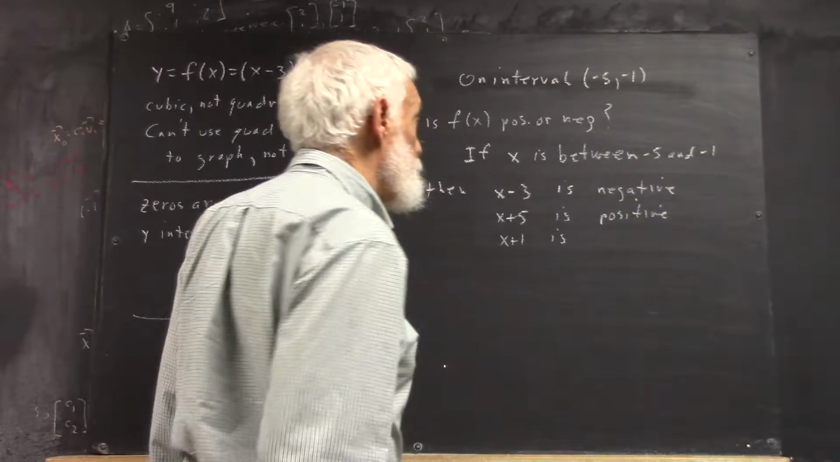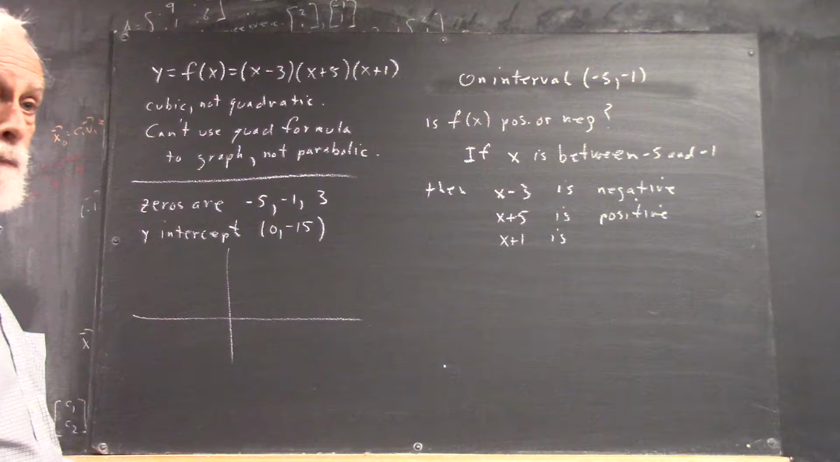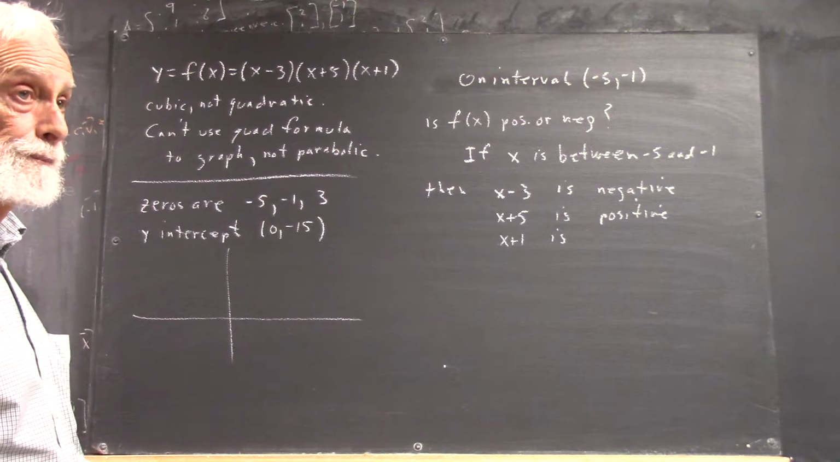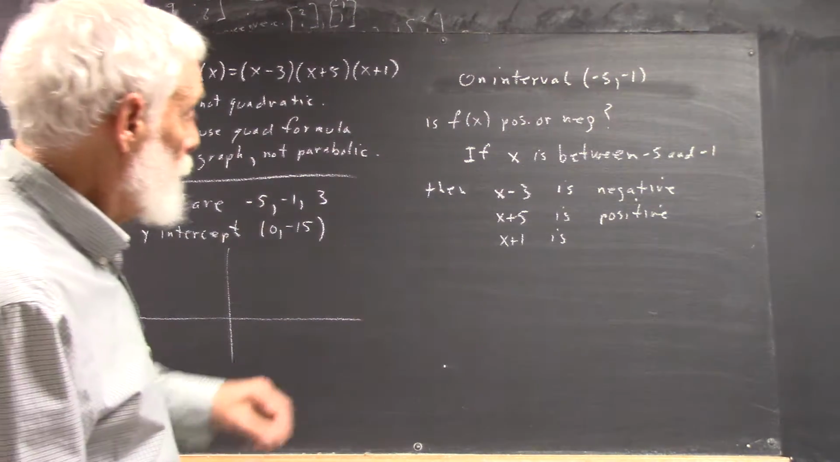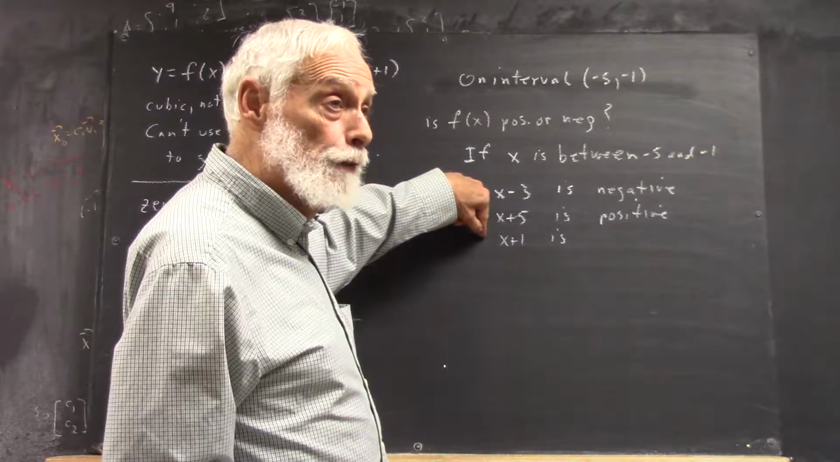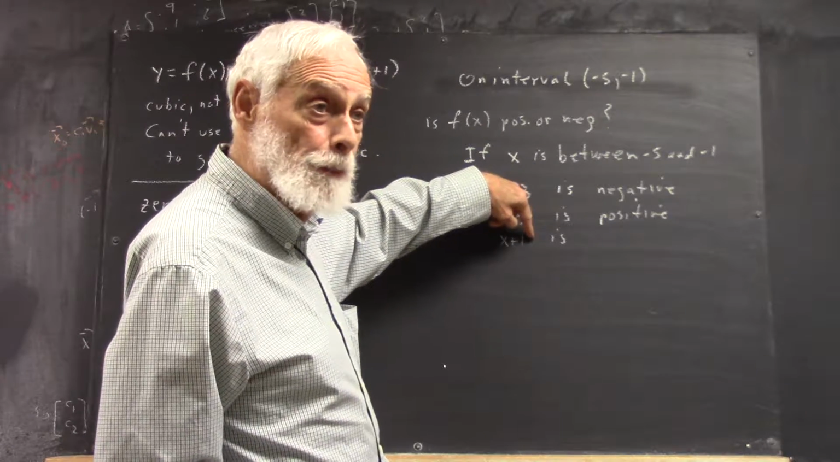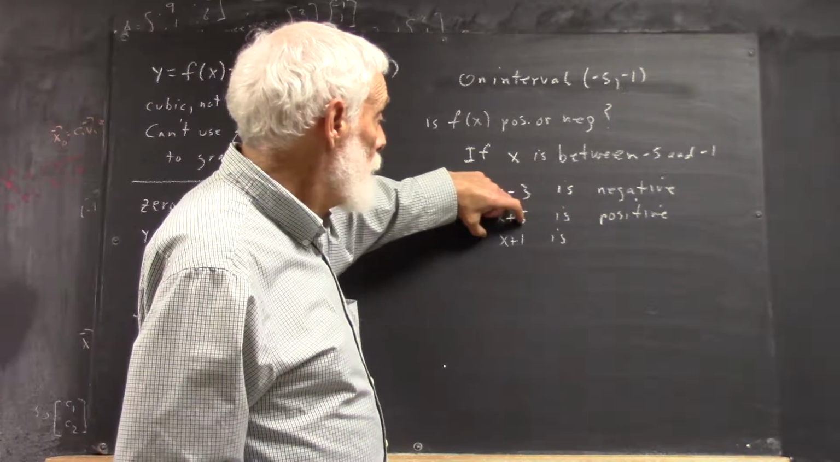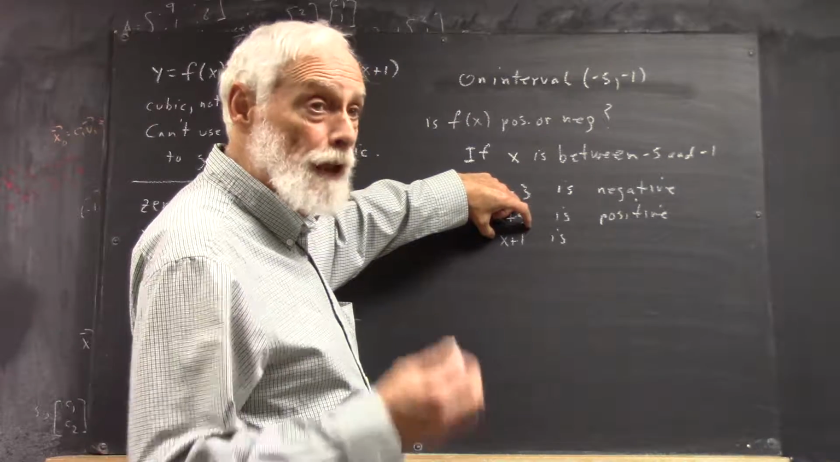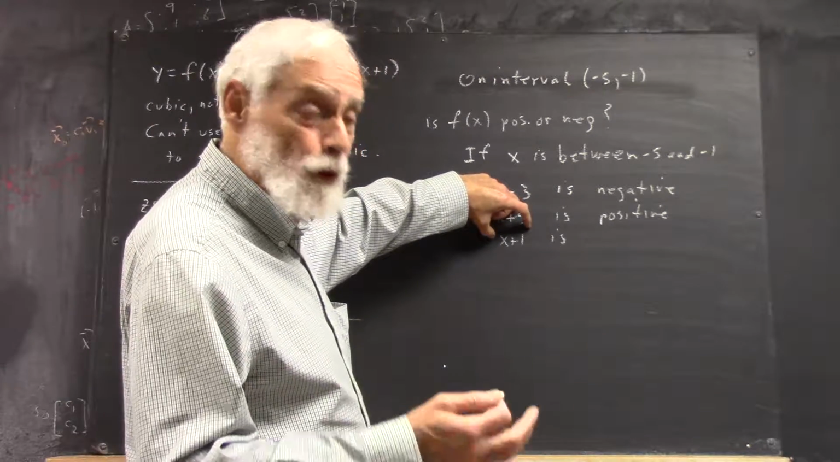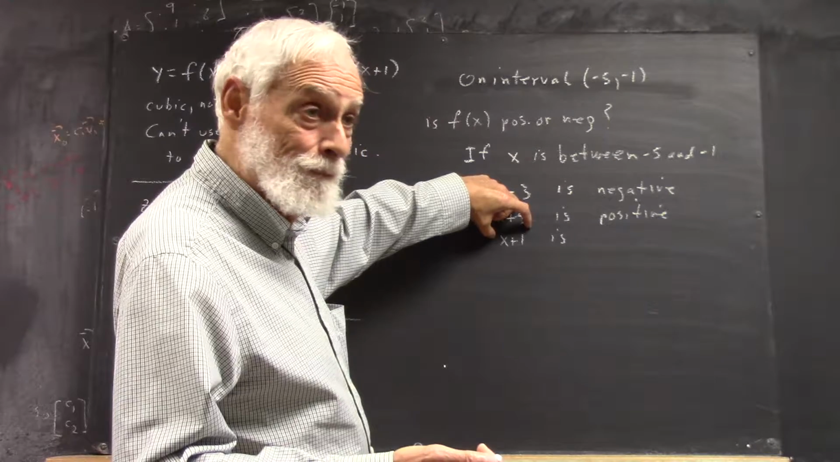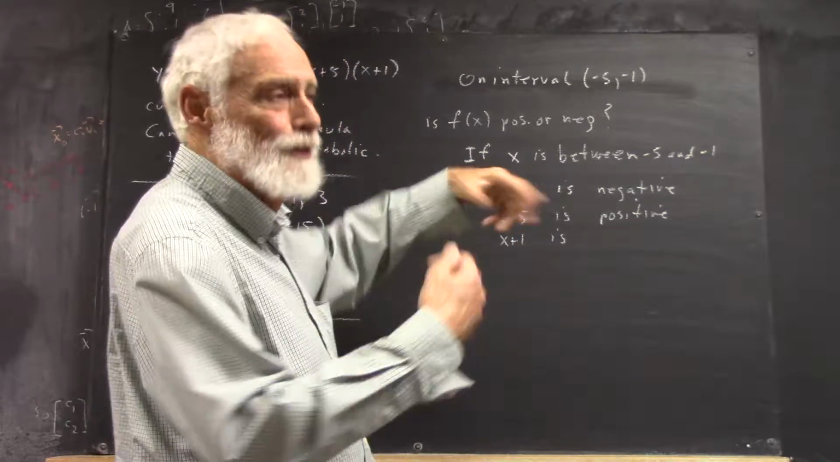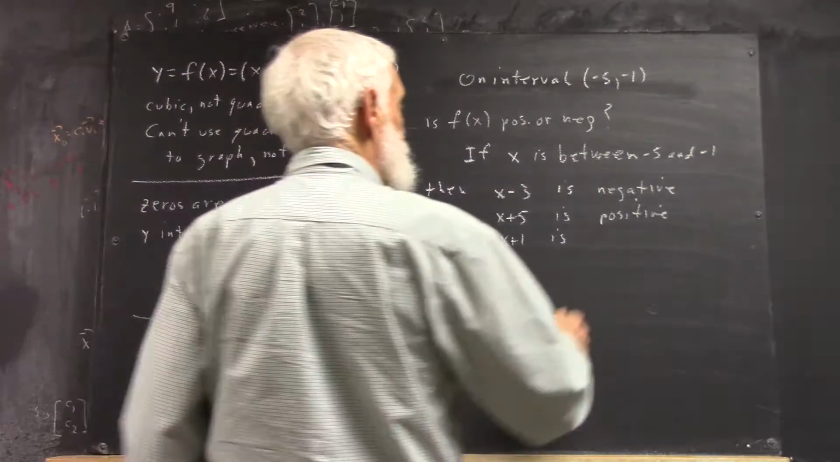And x plus 1 is what? Well, if x was -5, this would be -4. If x was -1, it would be 0, right? So these numbers will go between -4 and 0, but not including. Well, all those numbers are negative, right? I mean, 0 isn't, but you don't include it. Okay? So this is negative.